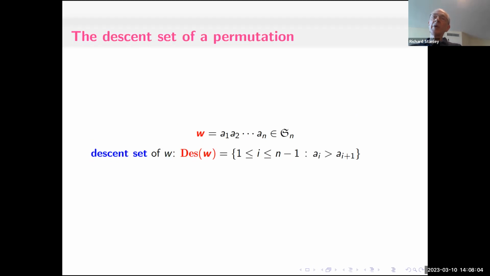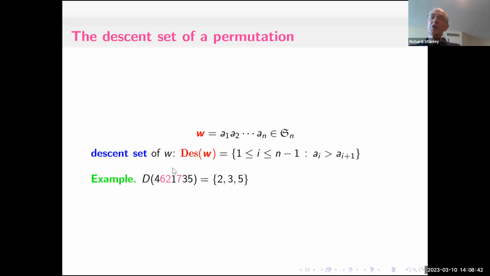Now let's recall what I mean by the ordinary descent set of a permutation. I think of a permutation w as a word, a sequence a1, a2, up to an, where the numbers 1 up to n each appear once. This is an element of S_n, the symmetric group of all permutations of 1 up to n. The descent set of w, denoted D(w), is the set of all indices i from 1 to n minus 1 such that ai is greater than a(i+1). A very important statistic on permutations.